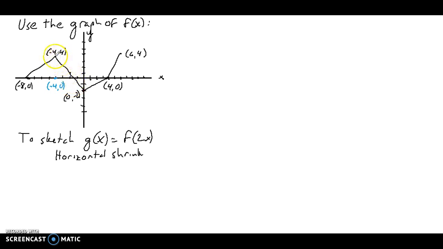We'll do a similar thing up here. We've got the point -4, 4. Remember, this is an f of x value. Well, we want g of x to equal f of 2 times x. That means the x that I want in this g has to be an x such that -4 is 2 times it. That would be true of -2. So that means when we divide -4 by 2, we get -2. So g has a point at -2, 4.